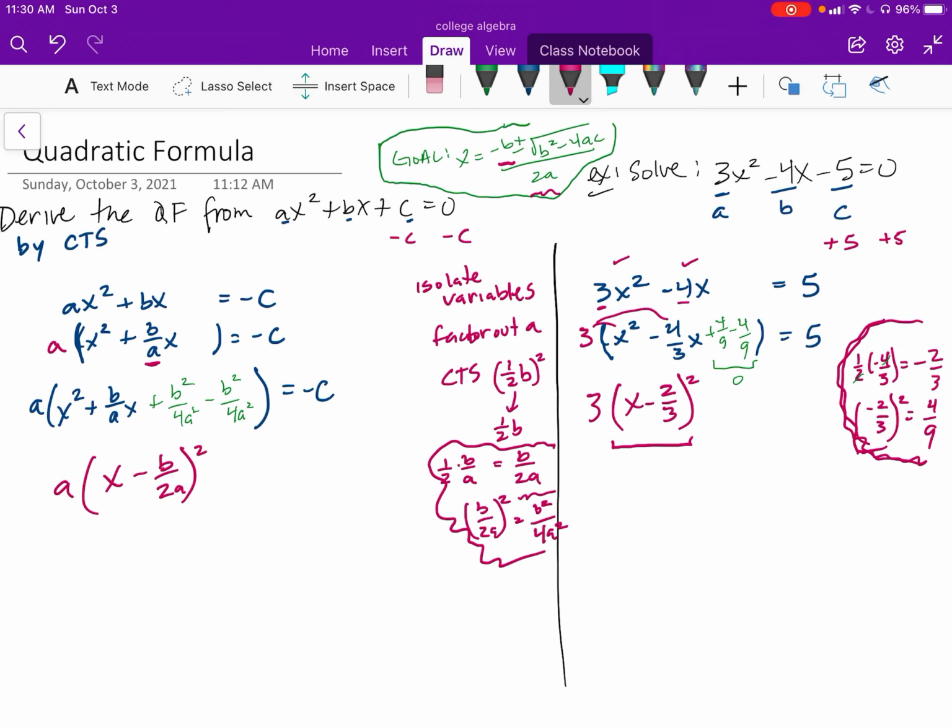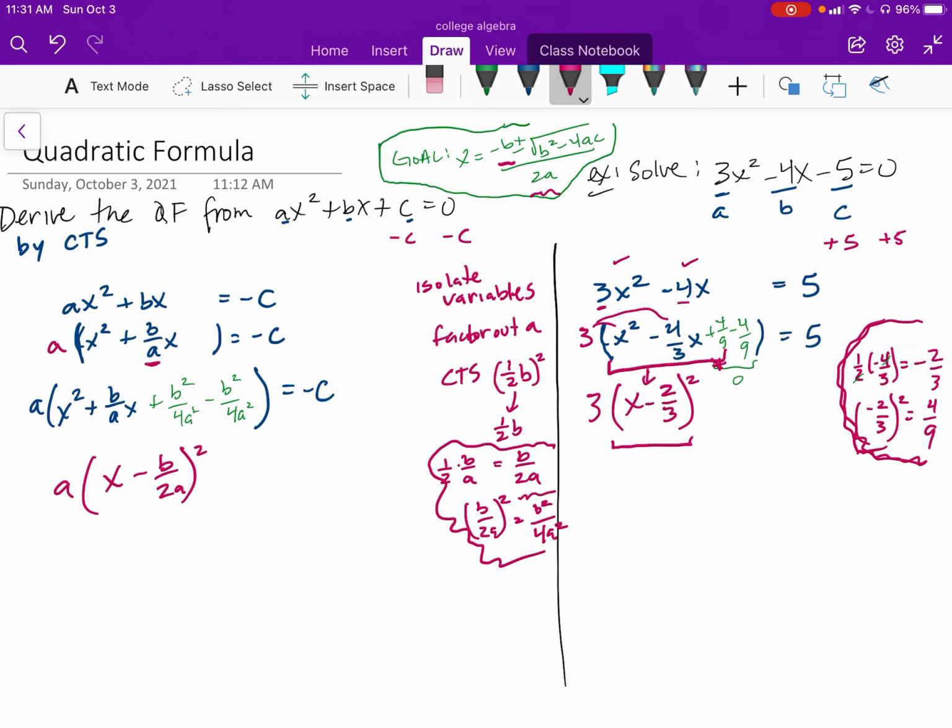Okay, and then we'll leave that for now, and we'll check out what else happened. Well, by design in completing the square, this 4 over 9 here was needed. All of this stuff here created this perfect square, and we still had a 3 outside. But this negative 4 over 9 was not part of that.